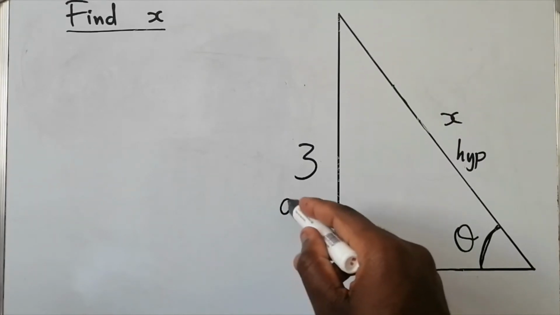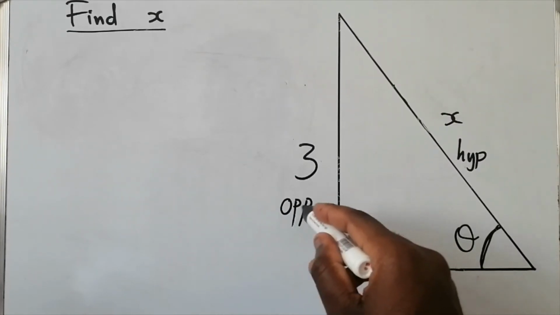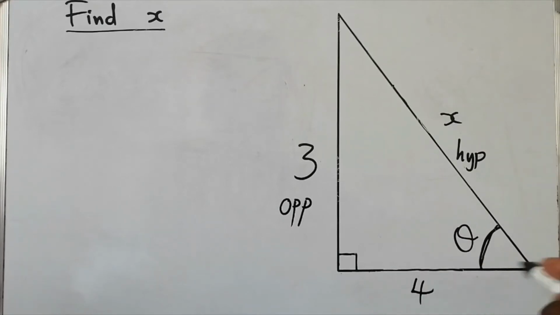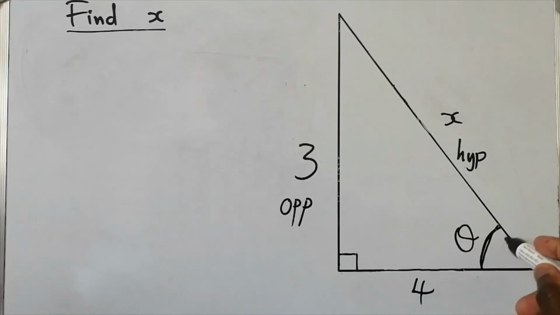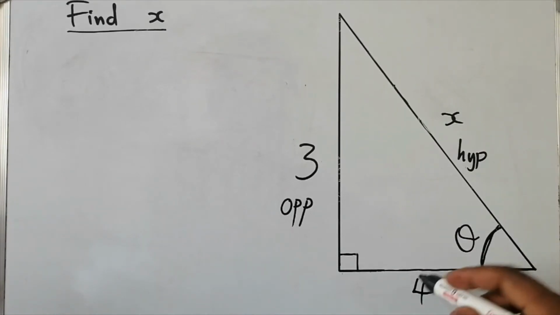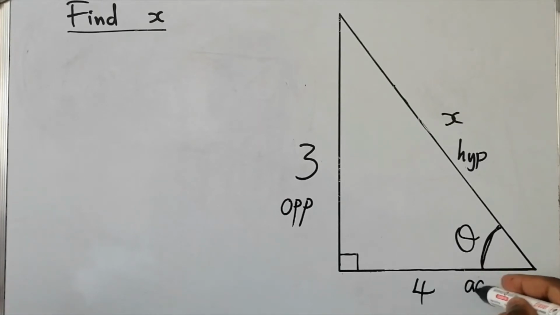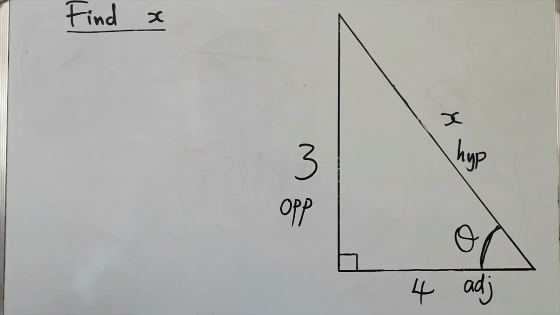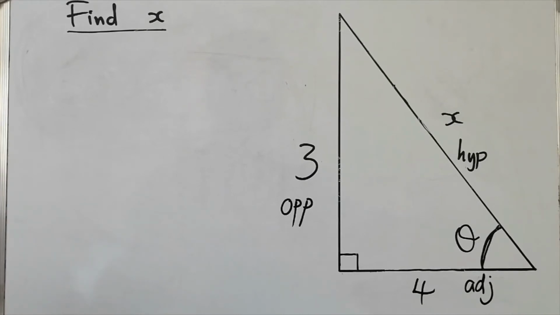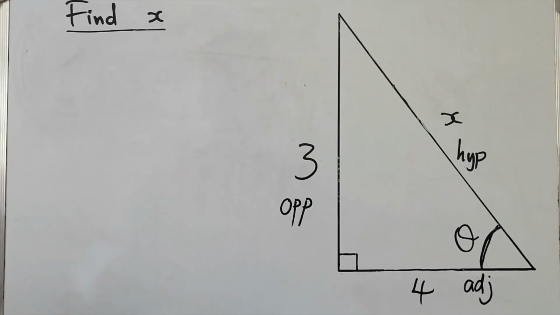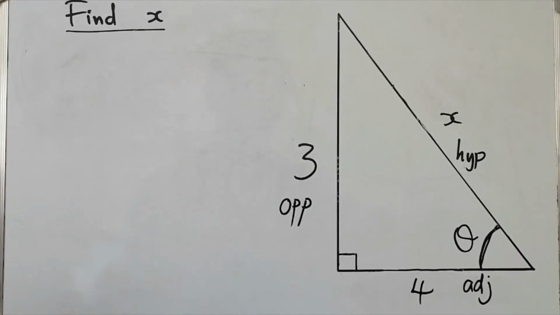So this side is the opposite side. And the last one, which is 4 units, is next to the angle theta. So this side must be the adjacent side. So we're given a right angle triangle where we have the length of two sides, and we are being asked to find the third side. From what we talked about earlier, it is possible for us to use Pythagoras theorem to solve this question.